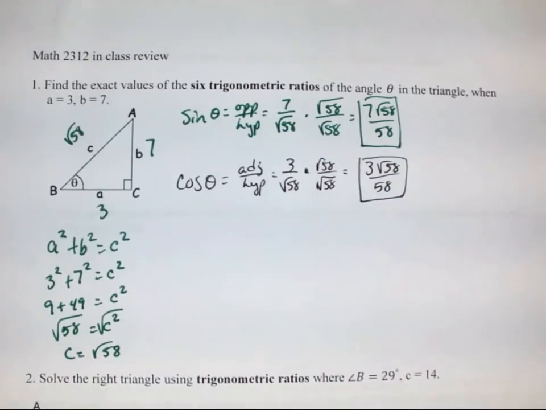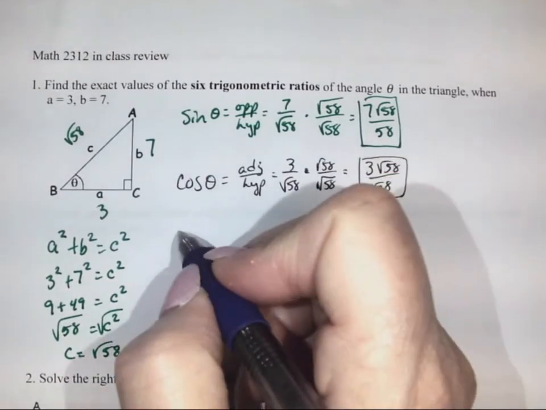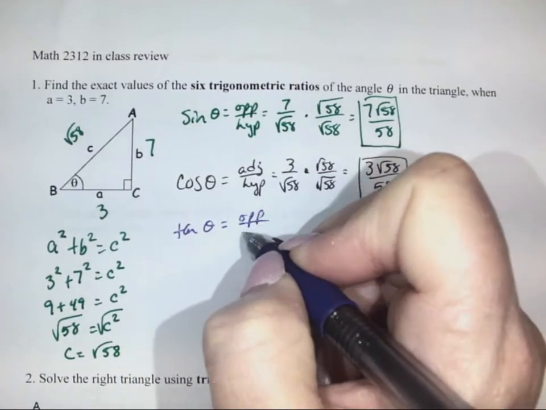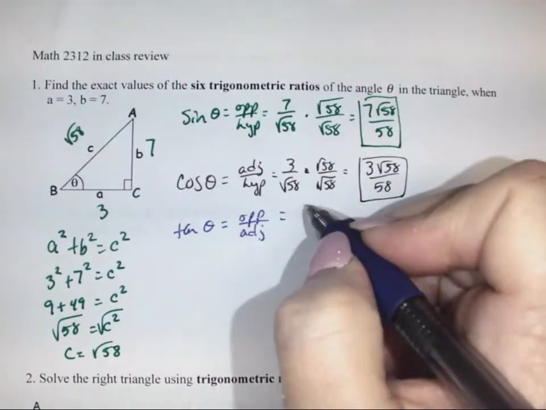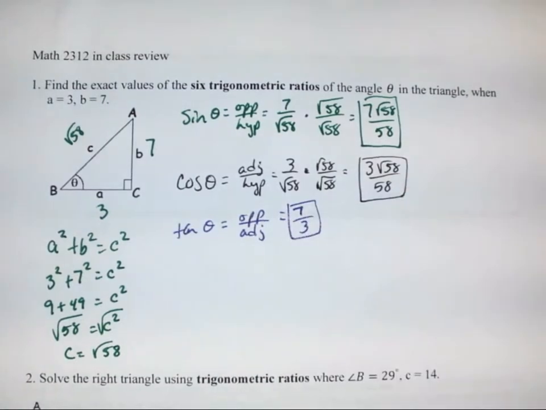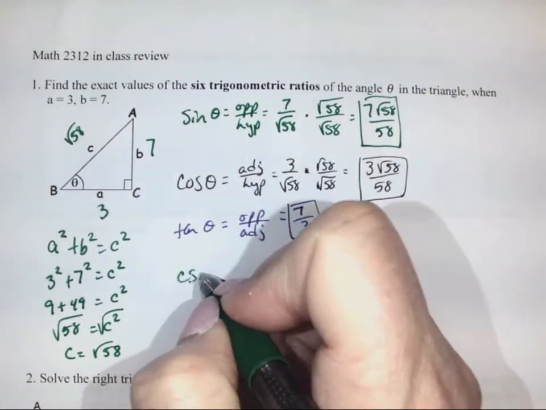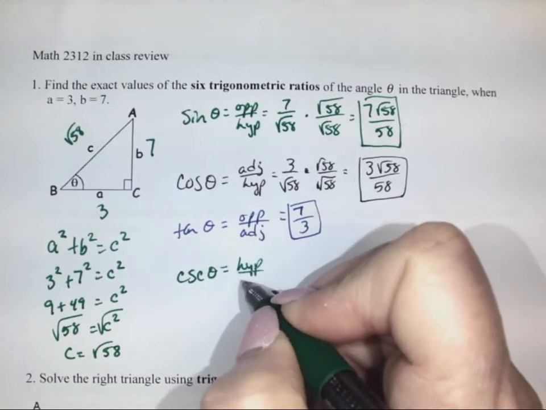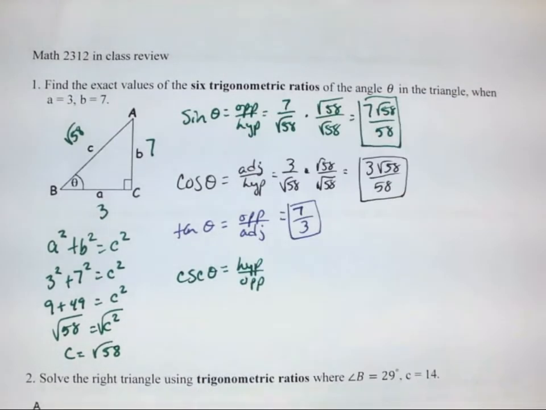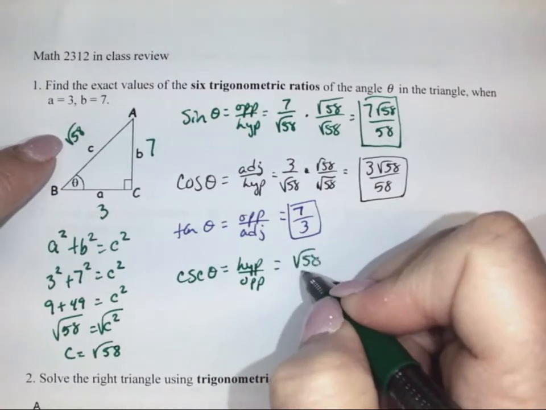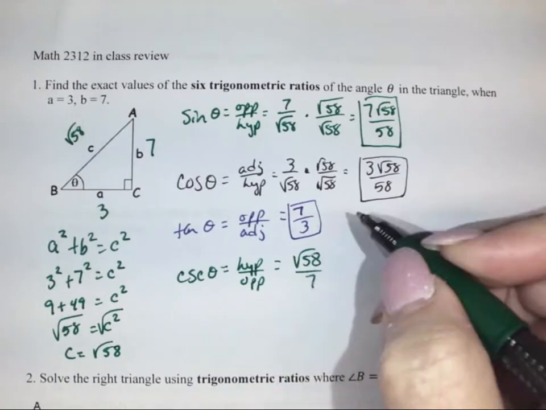All right, our tangent of theta is equal to the opposite over the adjacent. So that will be 7 opposite over adjacent, 7/3. All right, let's go do our cosecant. Cosecant theta is hypotenuse over the opposite because it is the reciprocal of that one. So the hypotenuse will be the square root of 58 divided by the opposite of 7.